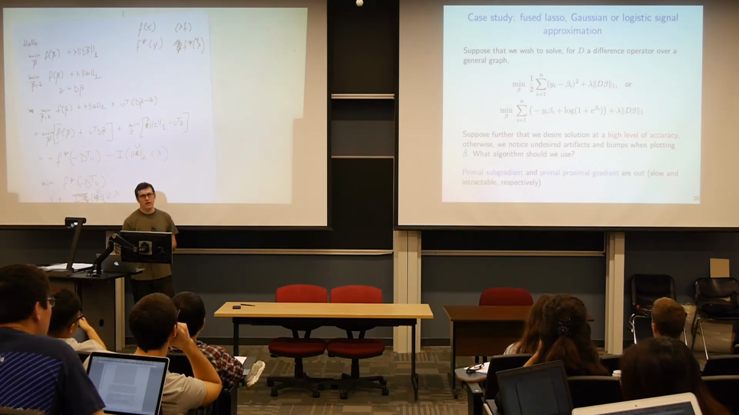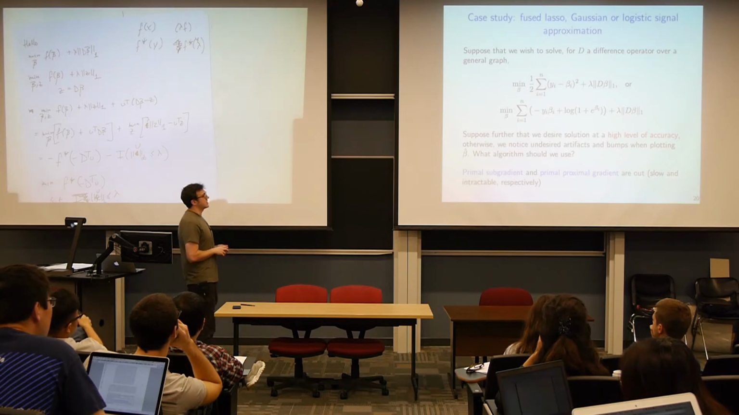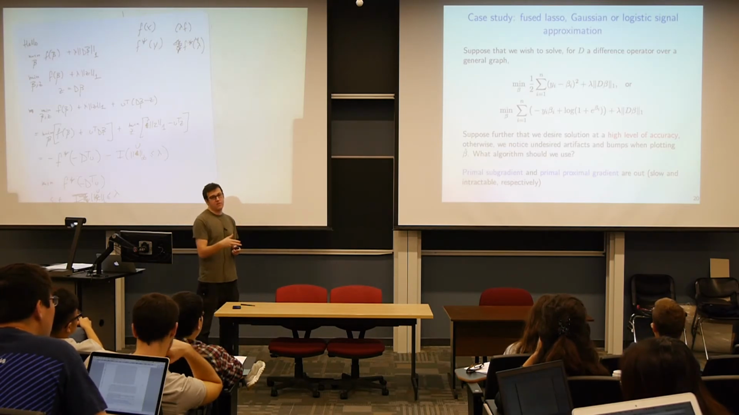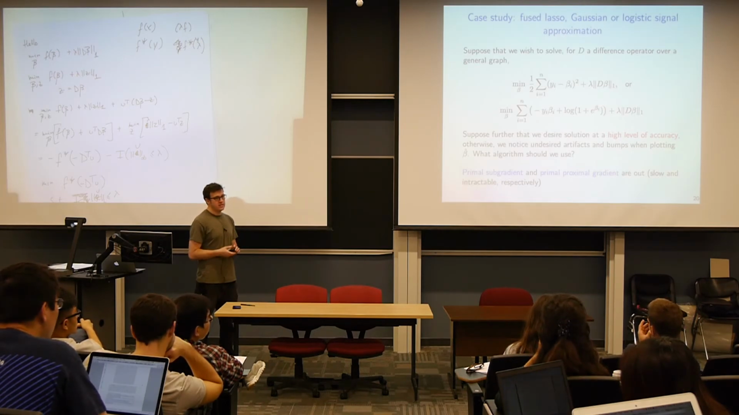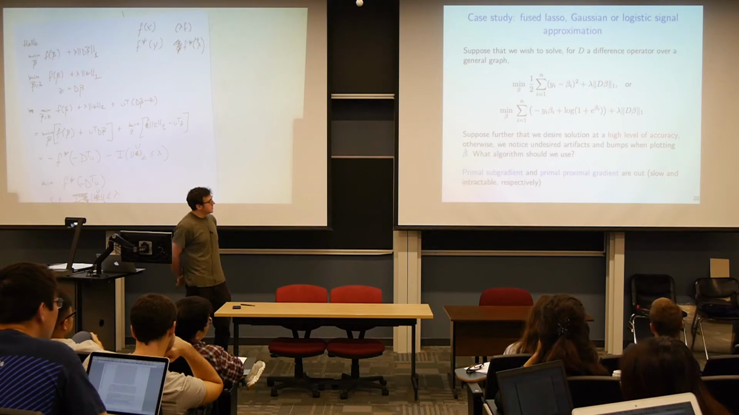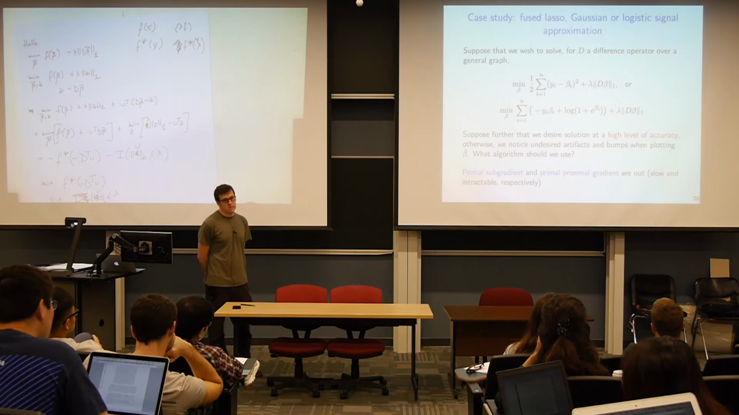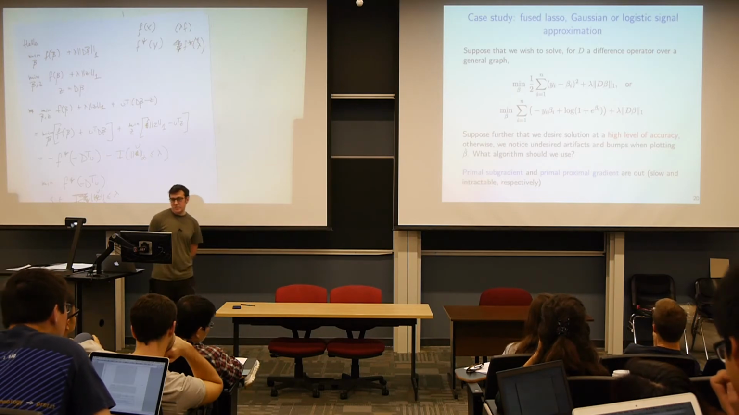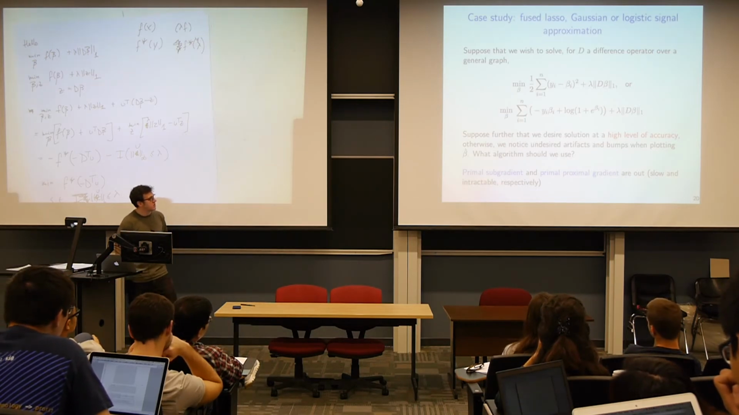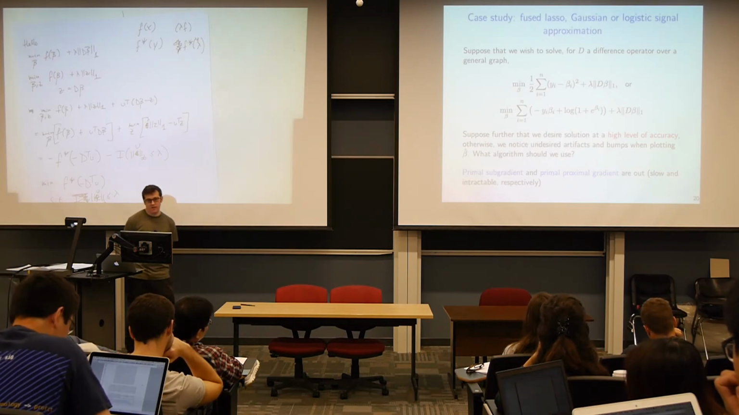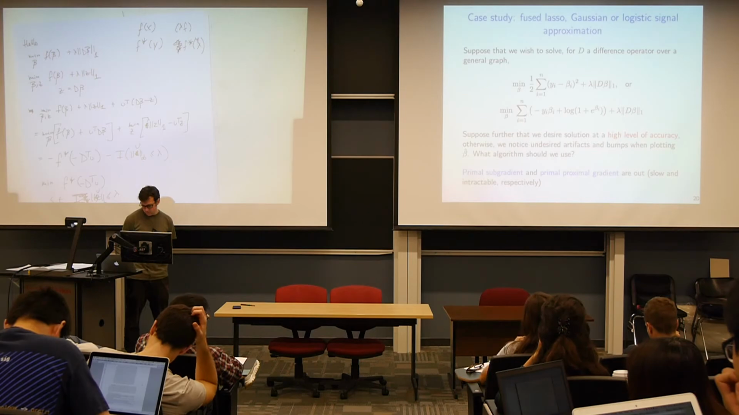Let's talk about, in particular, the fused lasso problem. The fused lasso problem is where the D matrix is just that first order differencing operator, and we're taking differences of beta i and beta i plus 1. And then we're also going to talk about either Gaussian or logistic signal approximation. So in this case, we have no regressor matrix. We're just approximating the signal directly with the parameter vector beta.